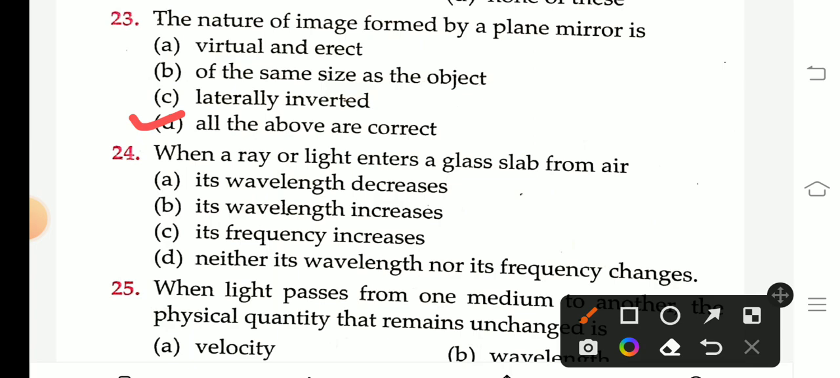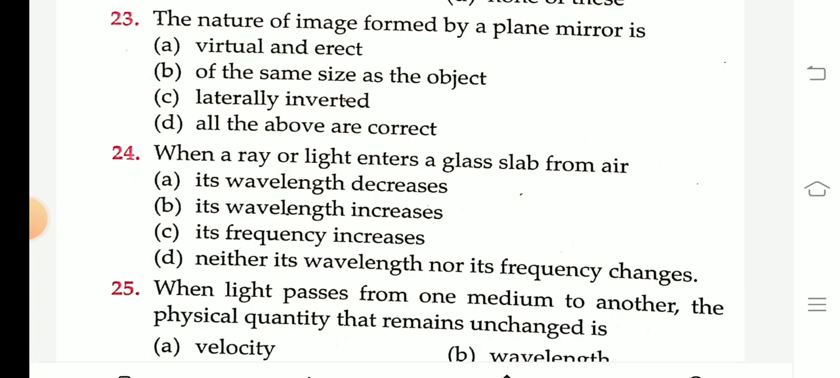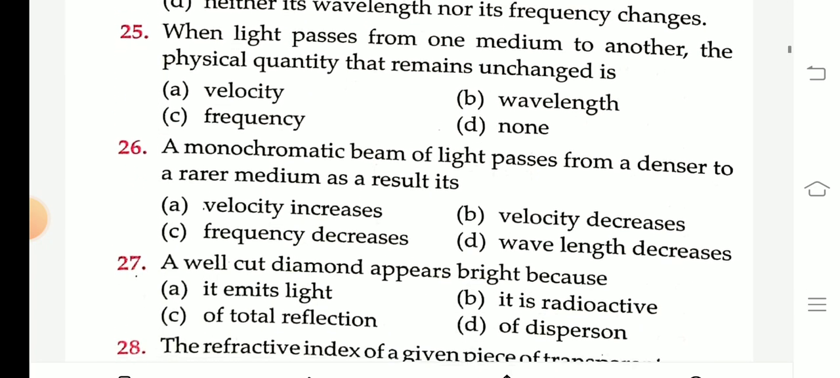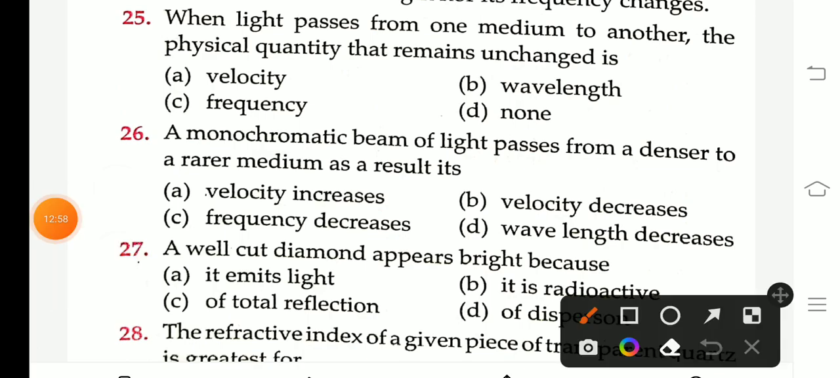Next, when a ray of light enters a glass slab from air... Right answer option A, its wavelength decreases. Next, when light passes from one medium to another, the physical quantity that remains unchanged is... Right answer option C, frequency.